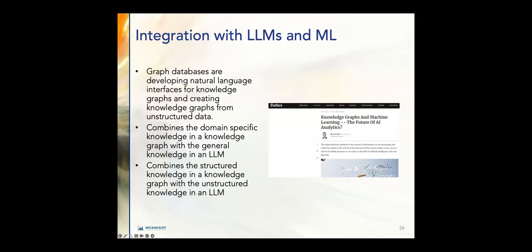So let me get you to some closing thoughts and bring in some other things that are top of mind out there, like LLMs. What about graph databases and LLMs? Graph databases combine domain-specific knowledge from a graph and general knowledge from an LLM by using relationships to link the two. For example, a graph might link an entity's properties from the knowledge graph to a definition of that entity from the LLM. In this way, the domain-specific context from the knowledge graph can be augmented with the general knowledge from the LLM to provide a better understanding of a given situation.